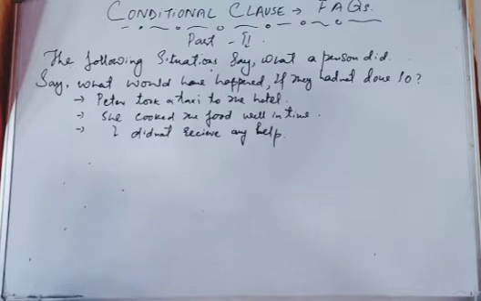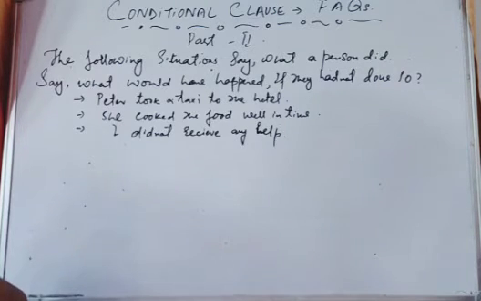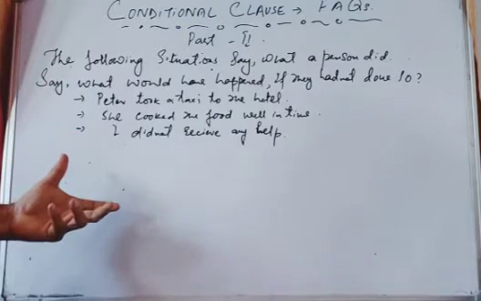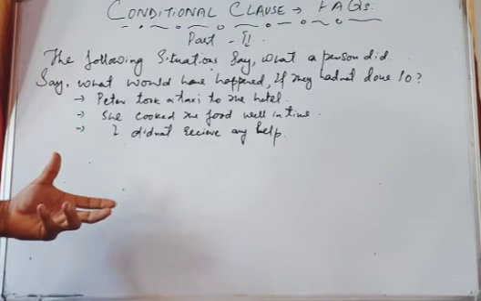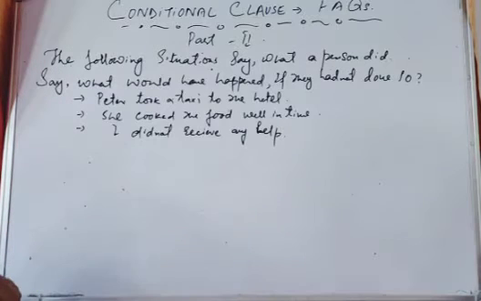So you may be directed like the following situations, say what a person did, like I have written here. The following situations say what a person did, say what would have happened if they hadn't done so. Basically the direction says that in the given situation there is a subject who has done something, and you have to reverse that very action. You have to say if the subject hadn't done the same thing, what would have happened. So basically what we have to do, we have to make a conditional clause.